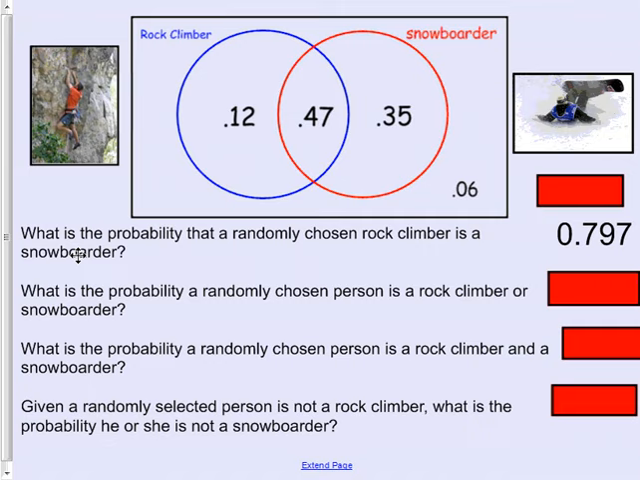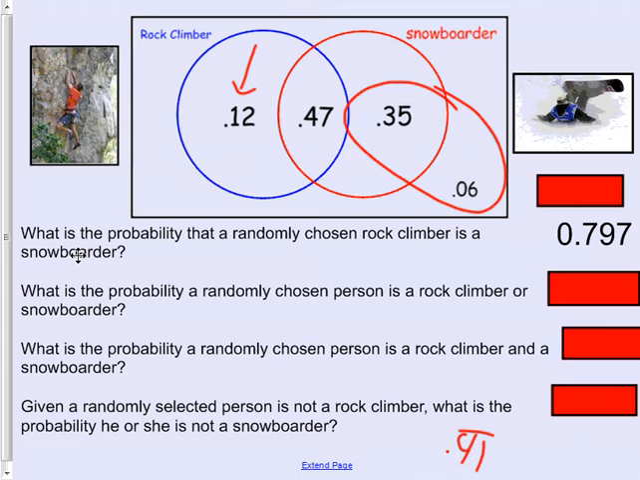Did you circle these two? All right, and those are the ones that are possible. They go on the bottom. Added, adds up to 41. On the top is the probability he or she is not a snowboarder. Here's a common mistake. These guys are not snowboarders, so I'll put that in there.